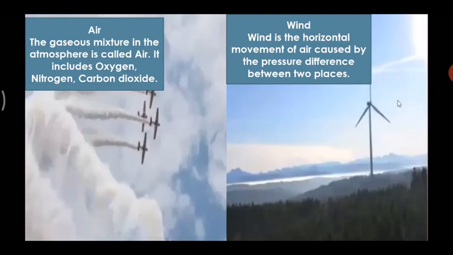Now why is this happening? Wind is the horizontal movement of air caused by the pressure difference. Because of this pressure difference, the wind is created over there. And the movement is how? The movement of air there is horizontal. Okay? And because of this horizontal movement of air, winds are caused. So I hope you got the difference between air and wind.